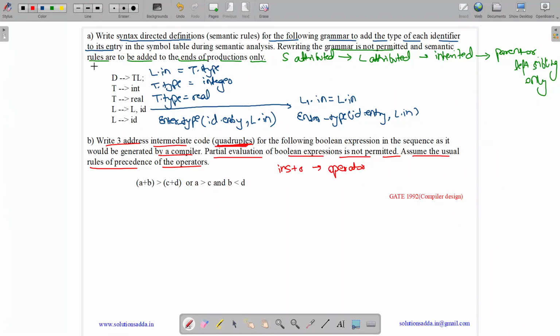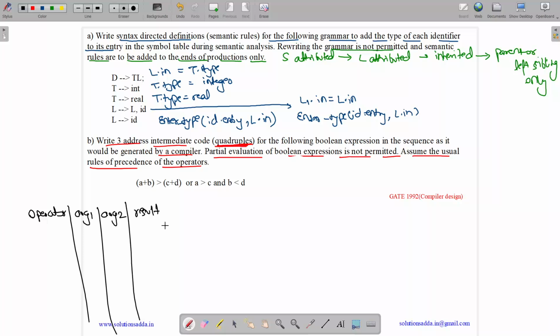Let me create the table for you. It would be much easier. So each instruction will have an operator, an argument 1, an argument 2, and the result. Quadruples means we have 4 addresses: operator, argument 1, argument 2 and result. Now we will fill this table.